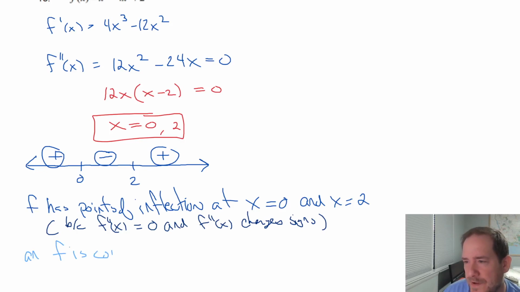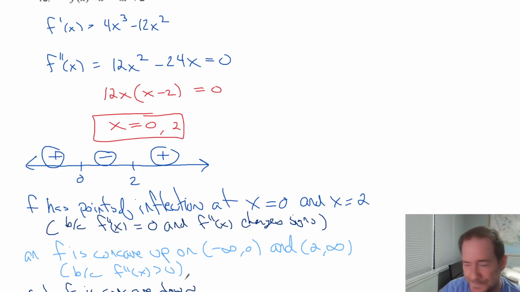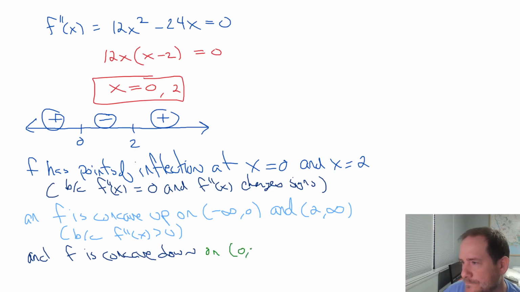And we'll also say f is concave up on negative infinity to 0 and 2 to infinity because f double prime is positive, and f is concave down on 0 to 2 because the second derivative is negative.